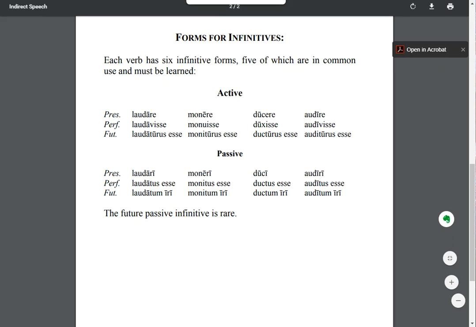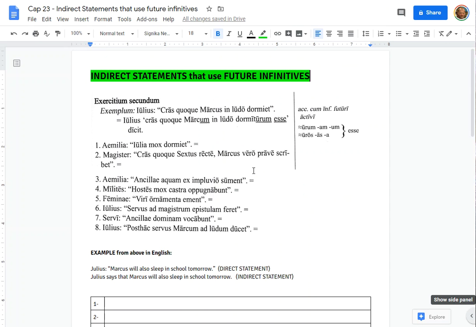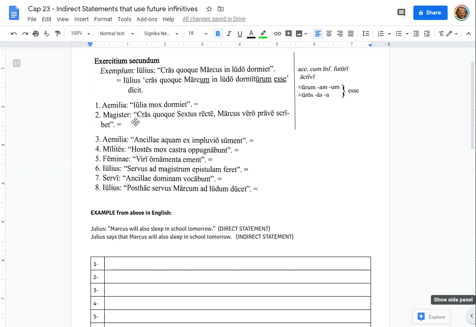So let's take a look at the actual work that will be done today. This is one of two exercises I'm going to post tonight: indirect statements that use future infinitives. We're going to turn these direct statements into indirect statements. You have an example right here, which I've put into English down here. For example, Julia says, Marcus will also sleep in school tomorrow. Marcus slept in school today. Julius is expressing no confidence in his son once again. Marcus will also sleep in school tomorrow, no matter what he said.